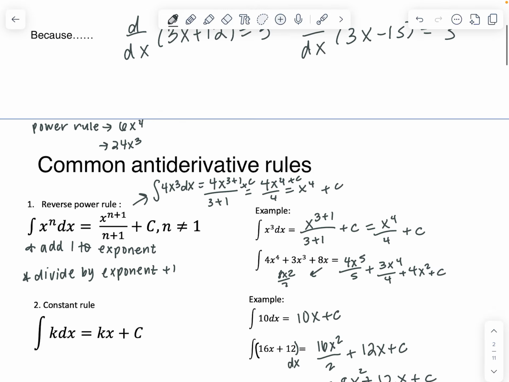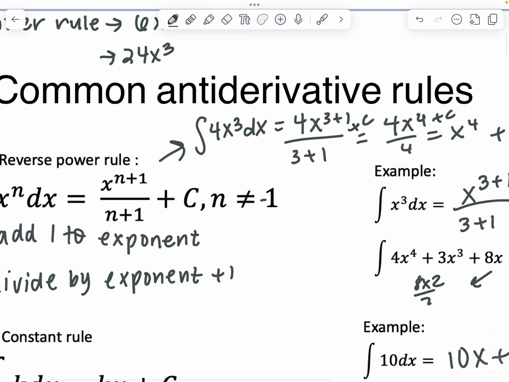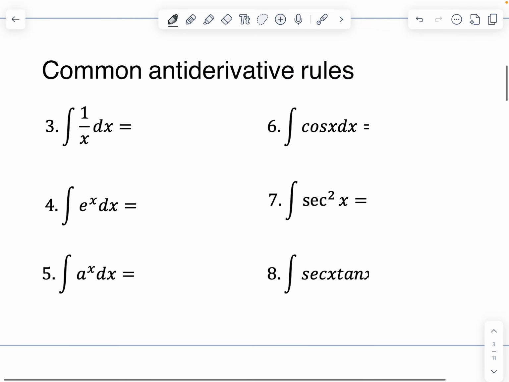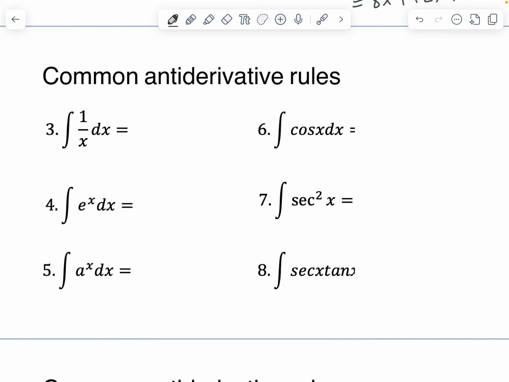Oh, sorry. Also up here, this should say n can't equal -1, not +1. So sorry, n can't equal -1 because if you added 1, that would take it to 0. So fix that real quick. But going back here are just like the common antiderivative rules that you'll just memorize.